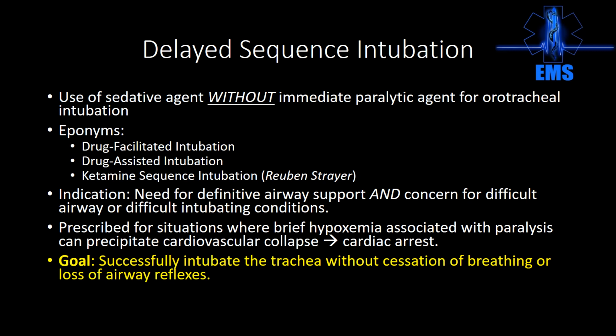Reuben Strayer is a guy in New York City at Maimonides Medical Center who calls it ketamine sequence intubation. He has a page devoted entirely to why ketamine is the end-all be-all in emergency medicine. I agree with a lot of what he says, but the whole point here is the indication: the patient needs a definitive airway, and there's concern for either a difficult airway or difficult intubating conditions.